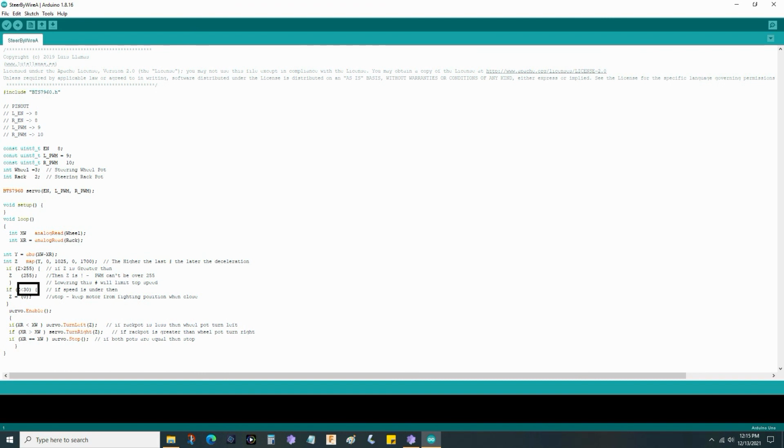It's number 30. That just changes speed to zero when the two pots are close together, to keep the motor from whining or fighting against itself. If you lower this number, it'll try harder to keep the two pots together.